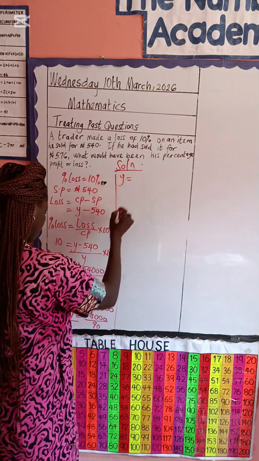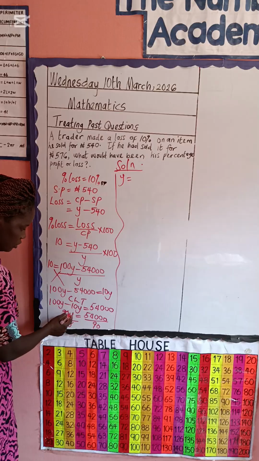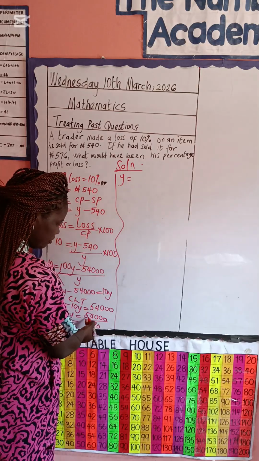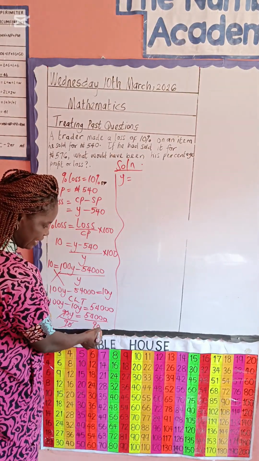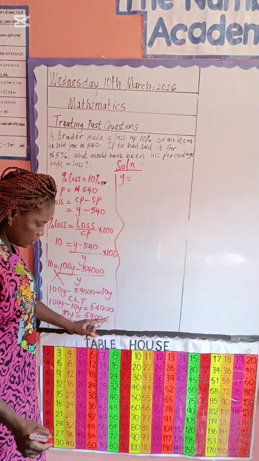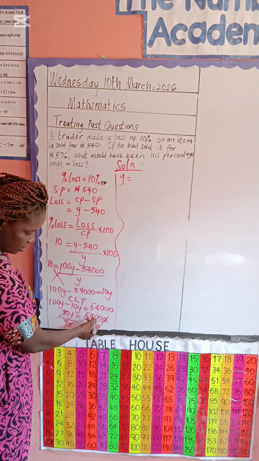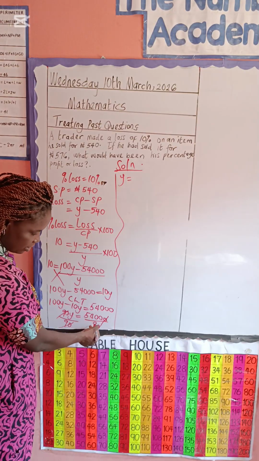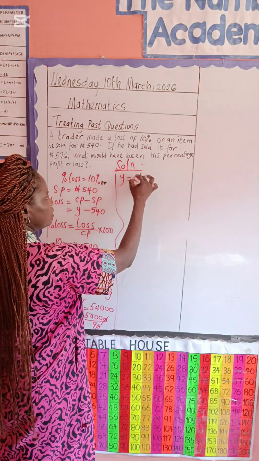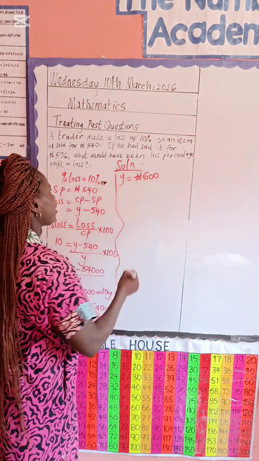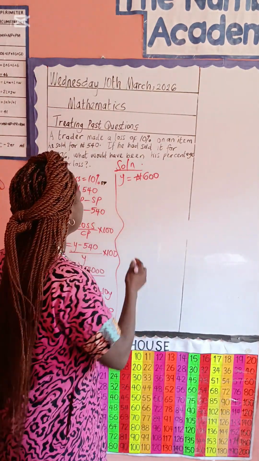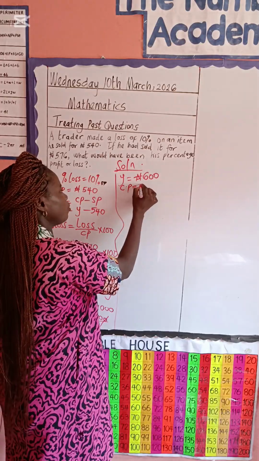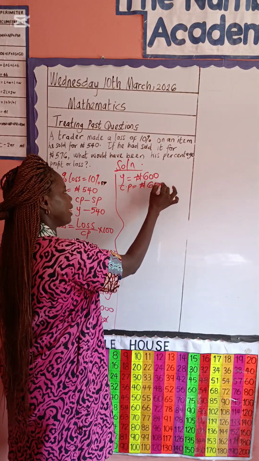Our y equals, because 90 cancels 90, so we have y. Our y equals 54,000 divided by 90. 0 cancels 0, so 5,400 divided by 9 will give us 600 naira. So our cost price is 600 naira.